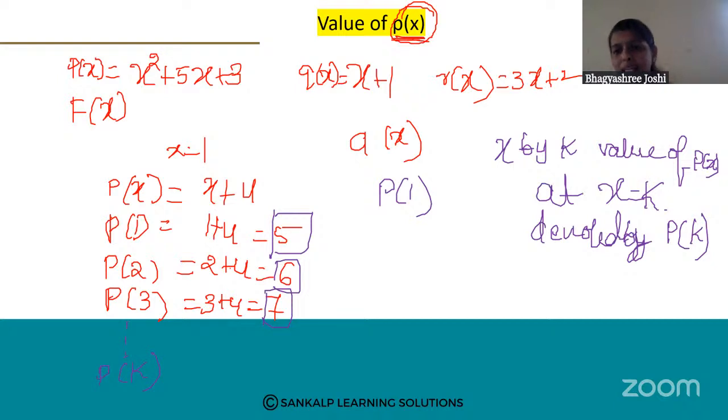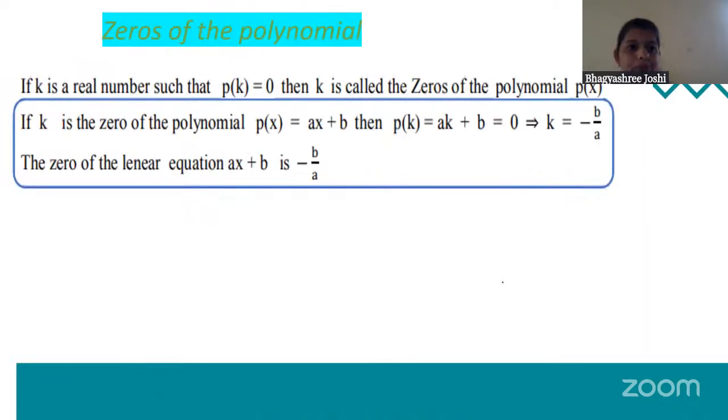Therefore replacing x by k, then whatever we get the value, that is called as value of p of x, and it is denoted by p of k. Understood? Yes. Okay. Do you have any doubt? If you have any doubt, ask. Okay. Next. Yes, zeros of the polynomial.